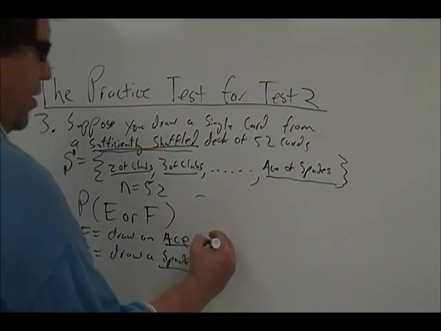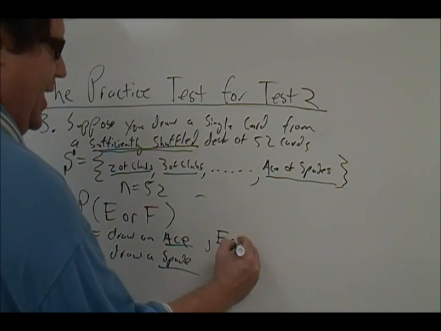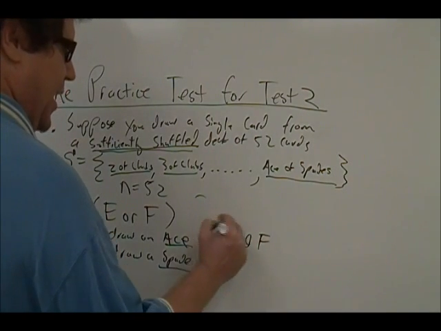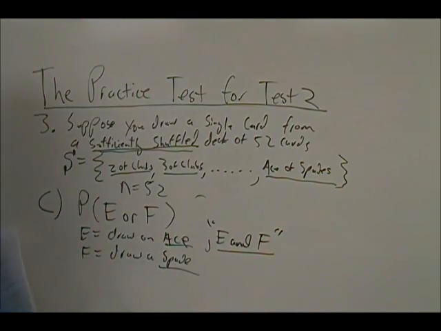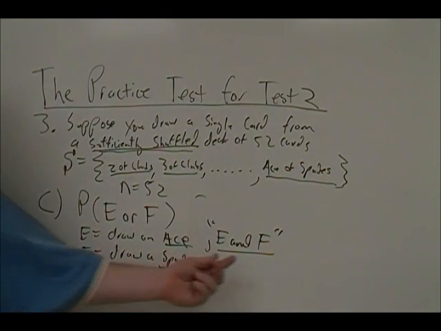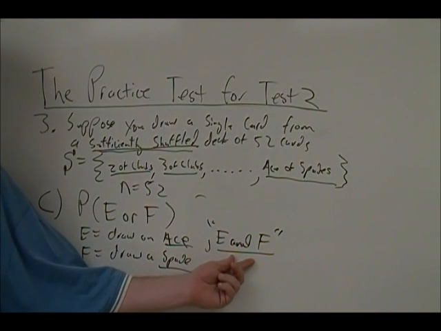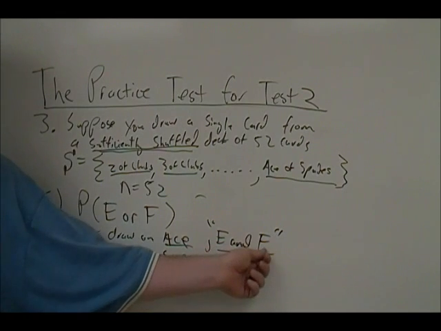And what that means is there must be an event called E and F. And if you remember from the notes, the event E and F is made up of all simple event components common to both E and F.